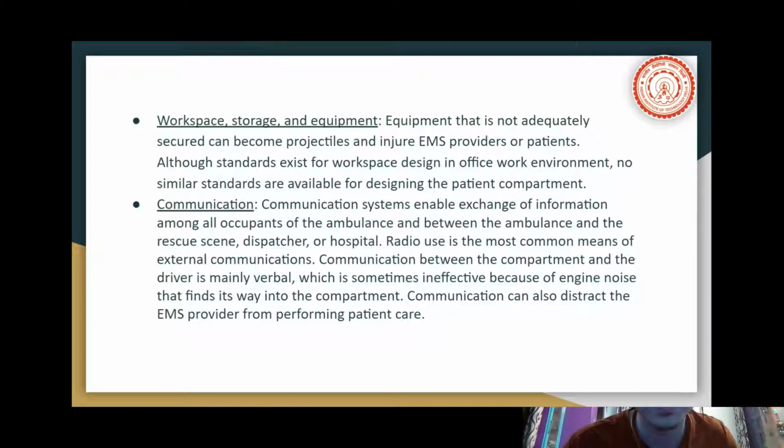Communication. Communication systems enable exchange of information among all occupants of the ambulance and between the ambulance and the rescue scene, dispatcher, or hospital. Radio use is the most common means of external communication. Communication between the compartment and the driver is mainly verbal, which is sometimes ineffective because of the engine noise that finds its way into the compartment. Also, communication can distract the EMS provider from performing patient care.